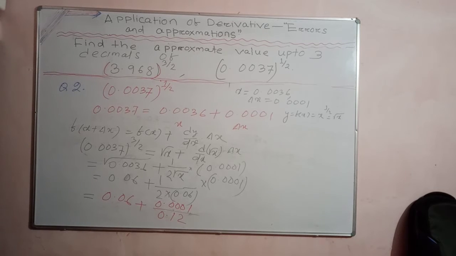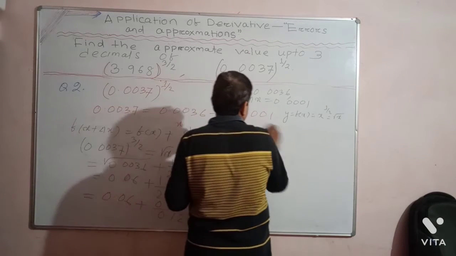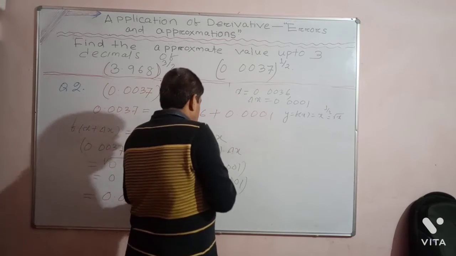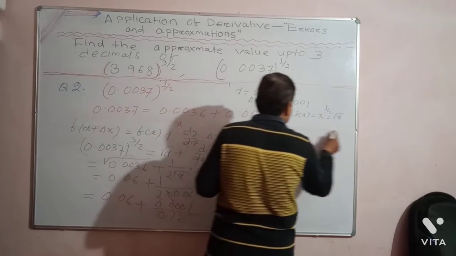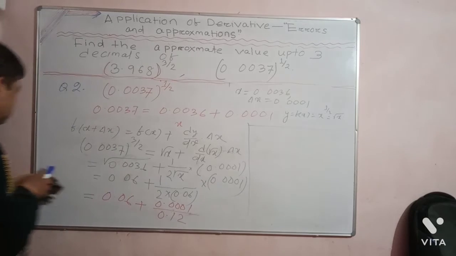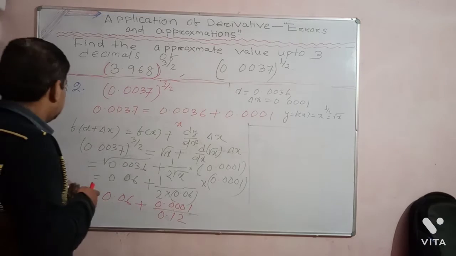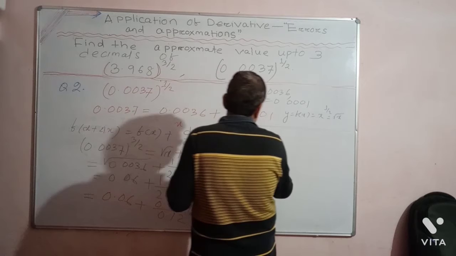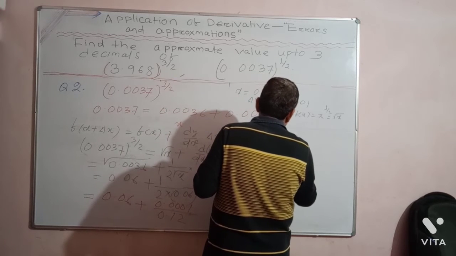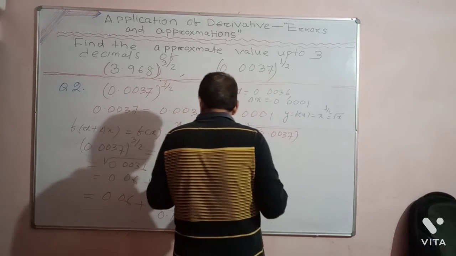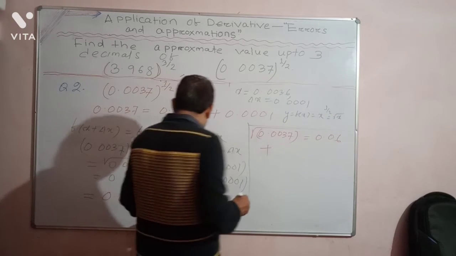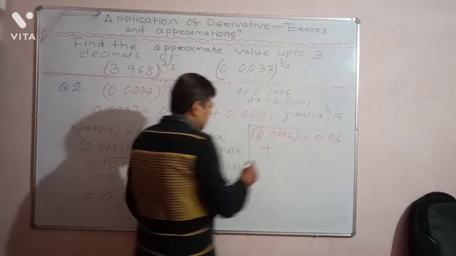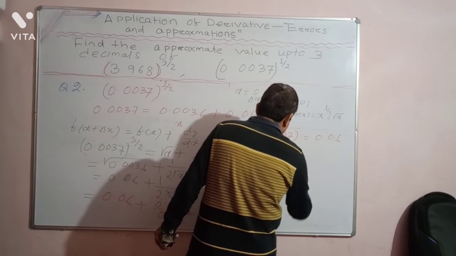Then, after that, let us simplify. You can simplify easily using the concept of simplification. So you can write the square root of 0.0037, that is 0.0037 to the power 1 by 2, equal to 0.06 plus, and if you remove the decimal, this will be 1 by 12 into 1.